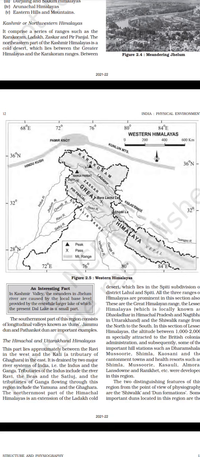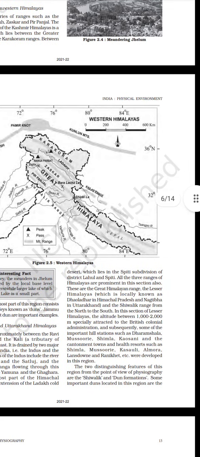Sorry, Ghagra. The northernmost part of the Himalayas is an extension of the Ladakh cold desert, which lies in the Spiti subdivision of district Lahul and Spiti. All the three ranges of Himalayas are prominent in this section also. These are the Great Himalayan Range, the Lesser Himalayas, which is locally known as Dhauladhar in Himachal Pradesh and Nagtibba in Uttarakhand, and the Shivalik range from the north to the south.